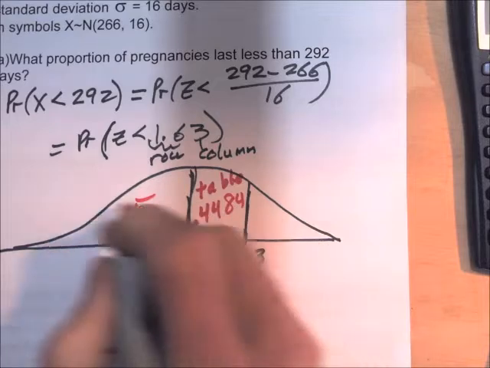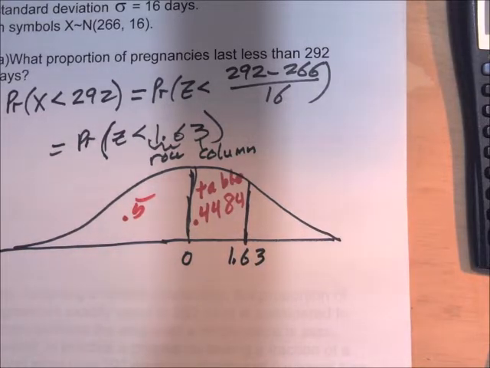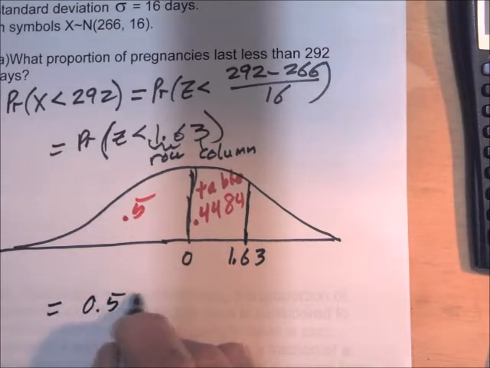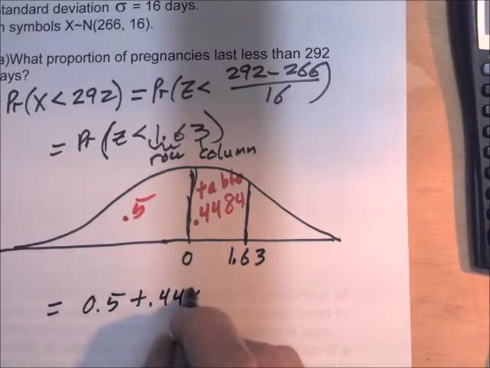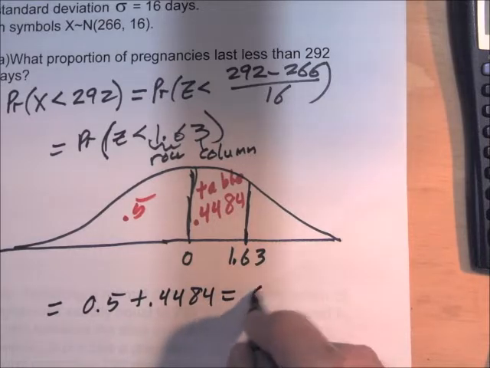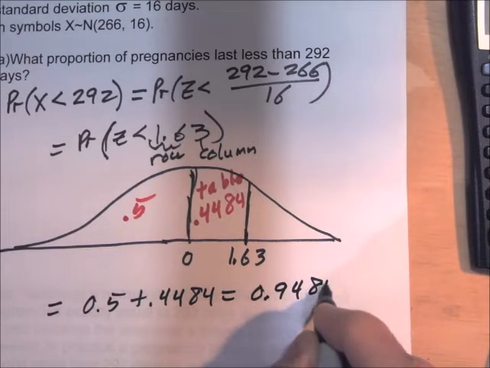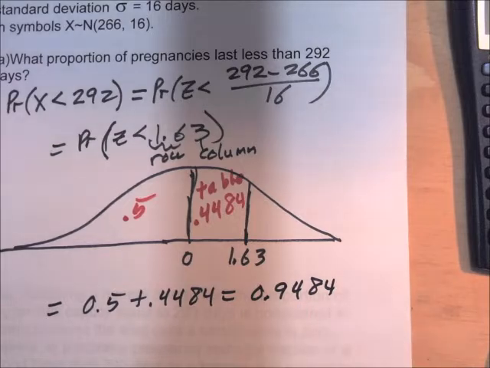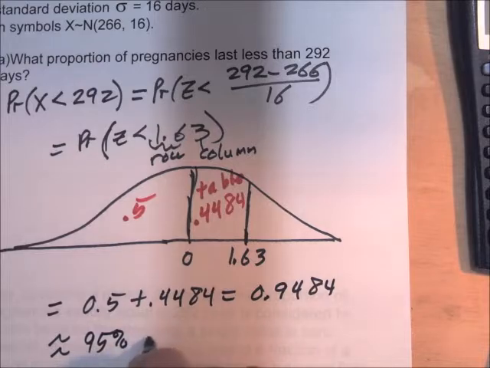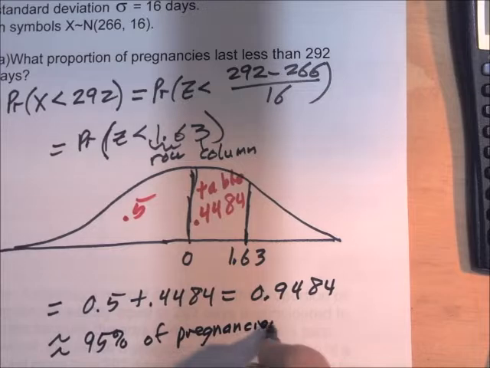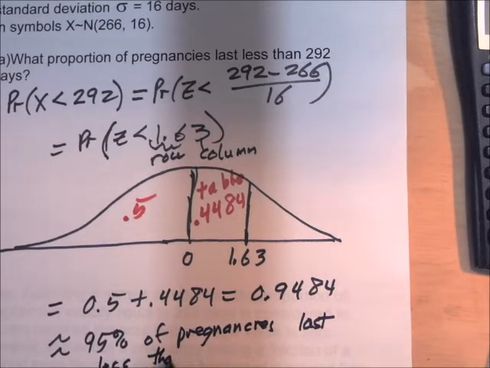So the answer is going to be 0.5 plus 0.4484, which would be 0.9484. Well, it's approximately 95% of pregnancies that last less than 292 days.